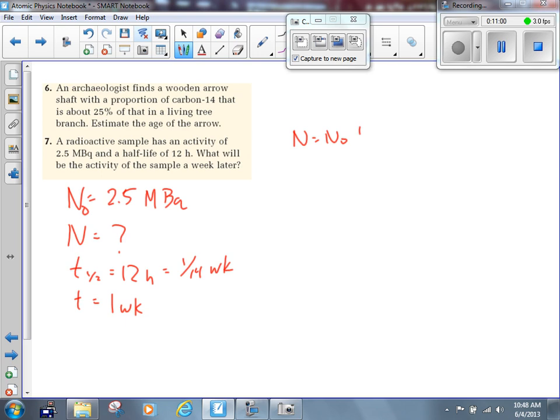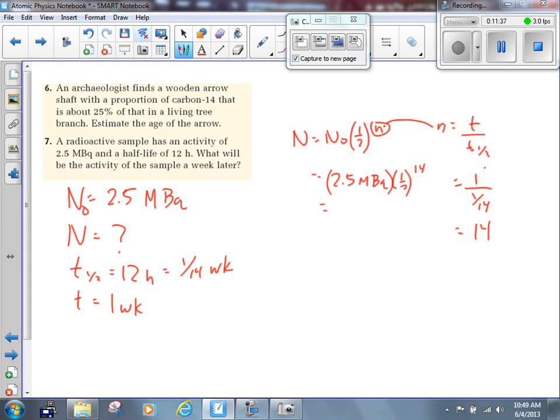N is equal to n sub 0, 1/2 to the little n. We've got to find the little n by saying t over t 1/2. That's going to be 1 over 14 divided by 1. Nope, the other way around, isn't it? It's going to be 1 over 14, which is the same as saying 1 times 14 over 1. Little n is going to be 14. Well, let's say now it's 2.5 MBq times 1/2 to the 14. What do we get for that when we do that math? Somebody have that already? Nick, you got that?